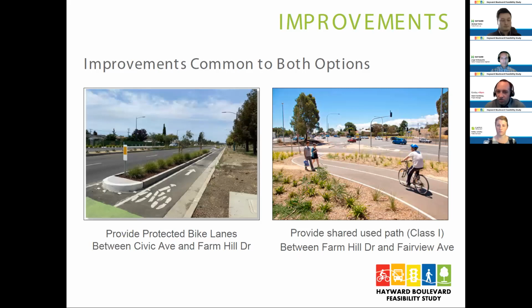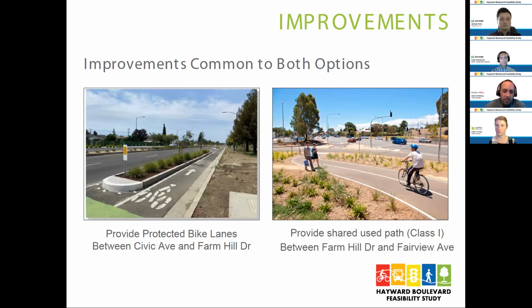And I just saw a question come in about the segment between Civic and Farm Hill, and yes, that is segment 2. Improvements common to both options, continuing on that: protected bike lanes. The image on the left is what we're talking about when we talk about a protected bike lane. There's actually a physical barrier between the travel lanes and the bike lane that better protects the cyclists.